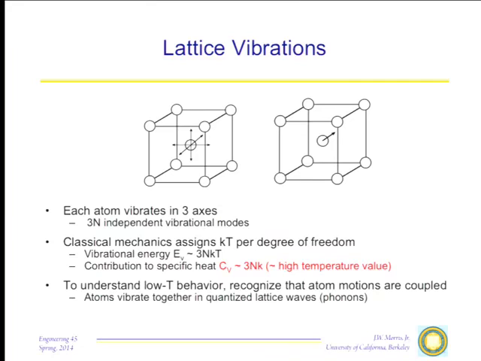Every atom can vibrate in 3 directions. So if we have N atoms, we have a total of 3N degrees of freedom. Now in classical mechanics, which would pertain at high temperatures, each of these degrees of freedom would have an energy kT associated with it. So the total vibrational energy at high temperature is 3NkT, giving us a specific heat of 3Nk. That's this high temperature limit, and that holds for any material we want to talk about.